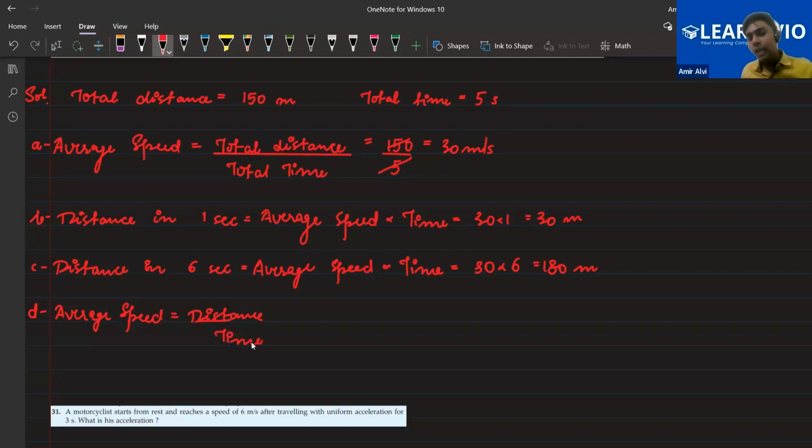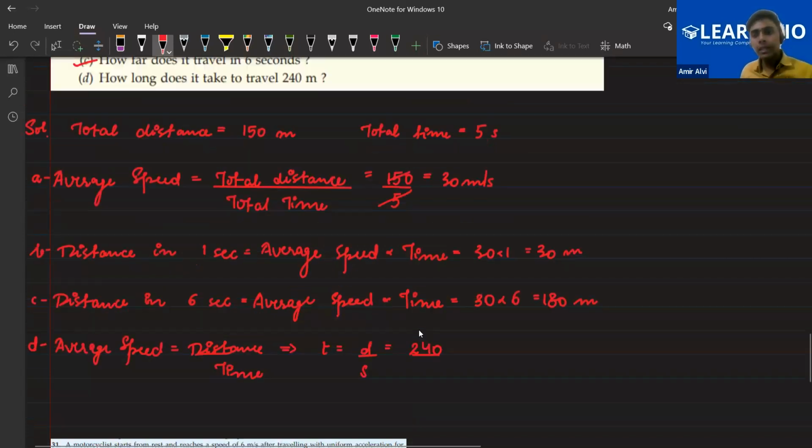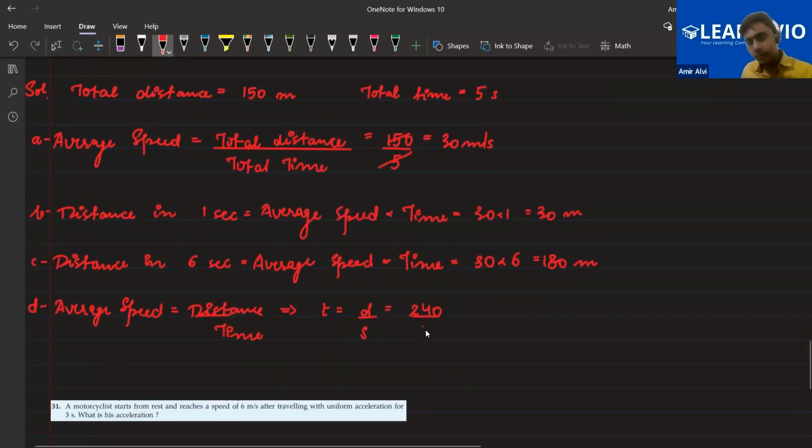Now I need time, so time will go there and average speed will come into the denominator. So T is equal to D by S. So 240 divided by speed, which is 30. 0 will cancel and 3 8s are 24. So 8 seconds will be required to complete 240 meters, right?